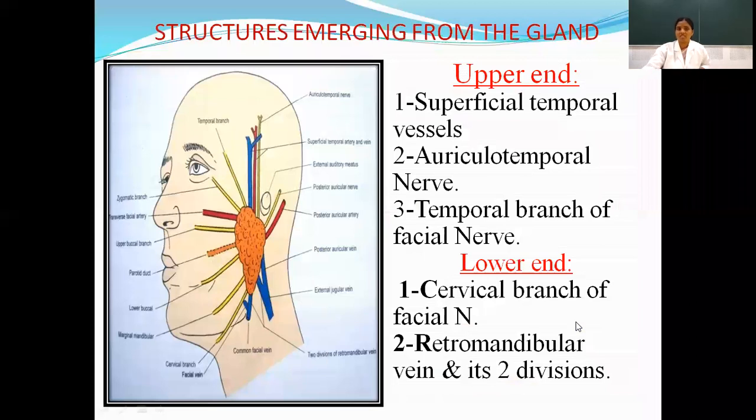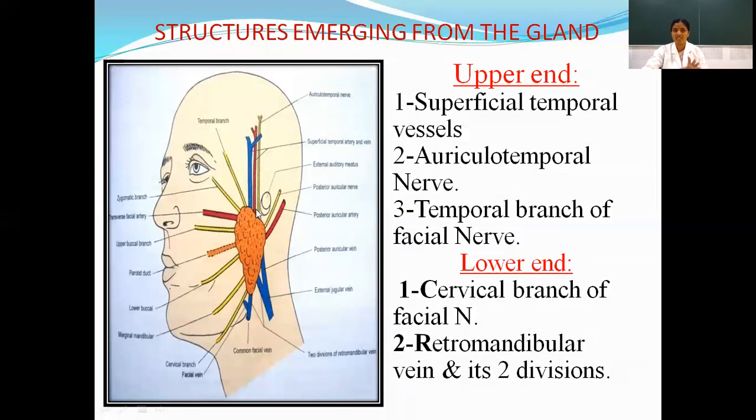Now coming to how these structures emerge from the gland. This knowledge is also important. See, the structures emerging from the upper end or base of the parotid gland include these vessels. You see, this is the superficial temporal vein which is entering the gland at this upper end, and the superficial temporal artery leaving the gland. Then one more nerve just in front of the ear, which is the auriculotemporal nerve. So these are the structures we can identify at the upper end. These three structures are emerging.